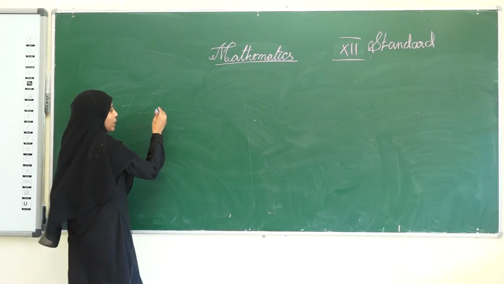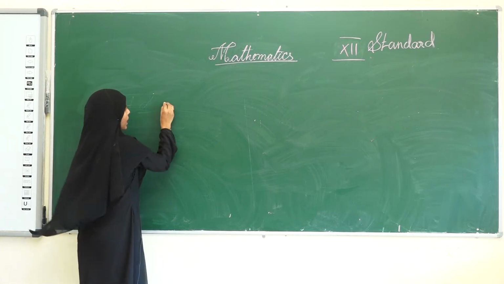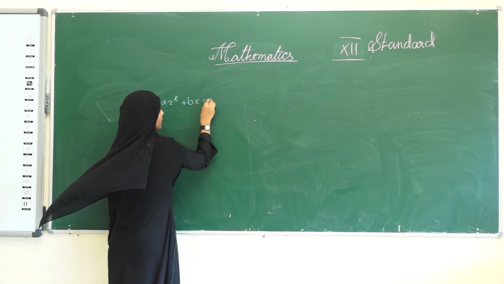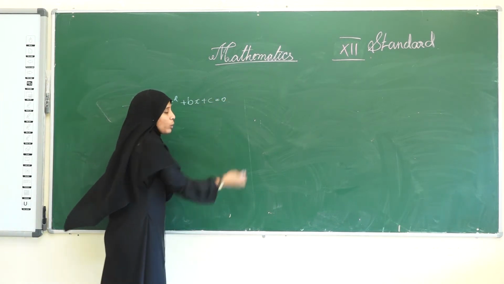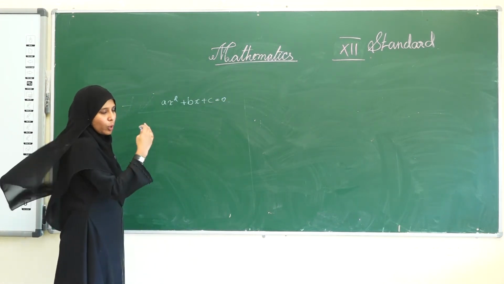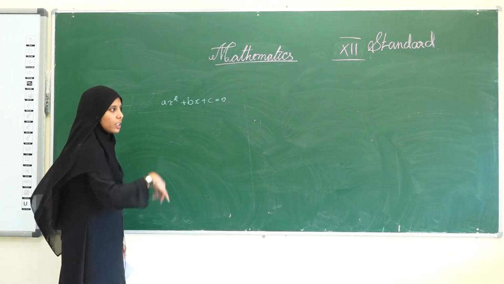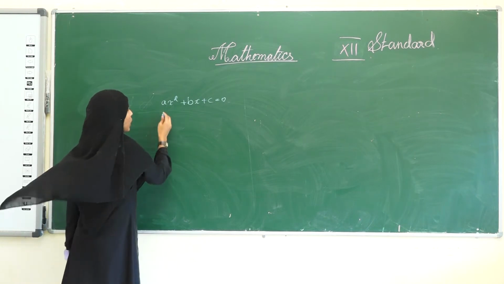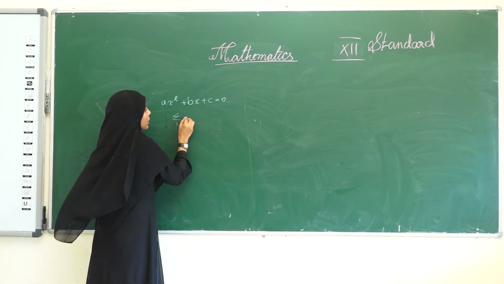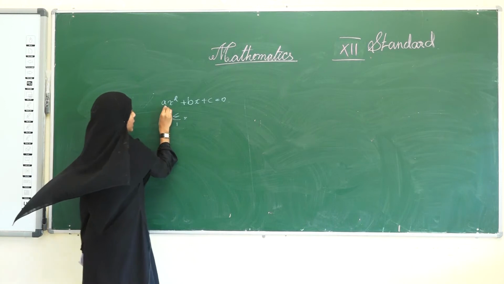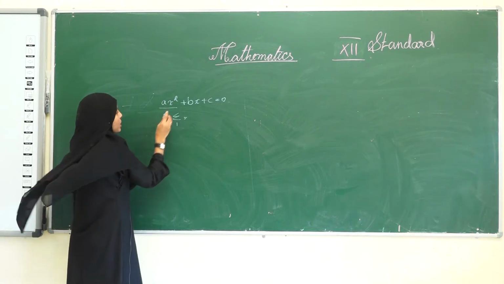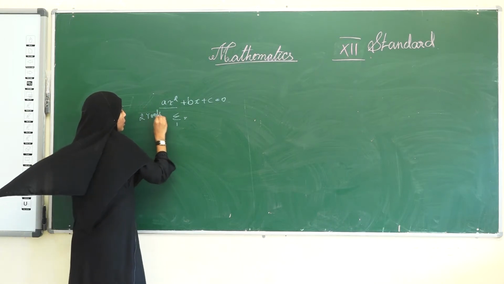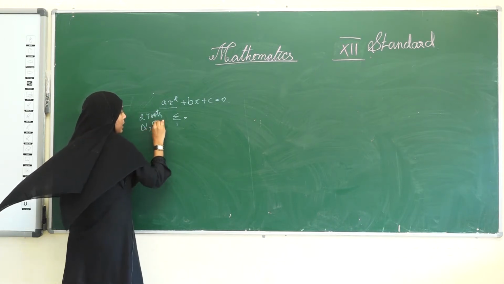Consider a quadratic equation like this, ax square plus bx plus c equal to 0. How do we form the roots, or how do we form another quadratic equation from this? We have seen some examples of that, right? So how can we write the sum of the roots? See here, it is a quadratic equation, so there will be two roots, right? That is alpha and beta.